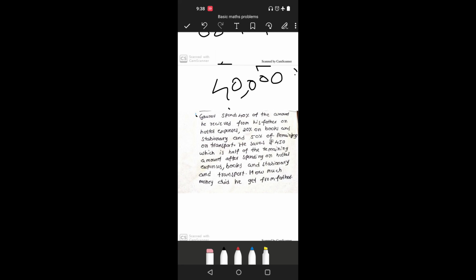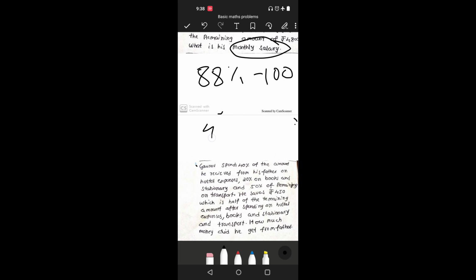This is a little bit tricky question. How much has he spent? He has spent 40% on hostel expenses. Then after he spent 20% on books and stationery, the total will become 60%. Then they have given 50% of the remaining on transport. So 50% of the remaining 60%... 50% of the remaining will be 30%. This is on the transport.